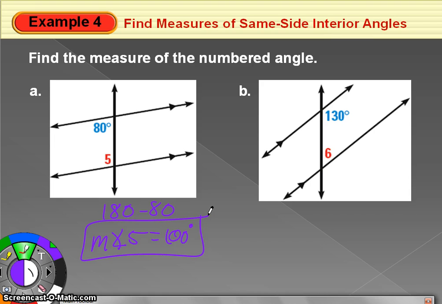Letter B, I'm going to do the same thing. These are same side interior. First, you have to decide what pair it is. Then you can decide if they're congruent or supplementary. So this will be 180 minus 130, which is 50. So the measure of angle 6 equals 50 degrees. Okay?